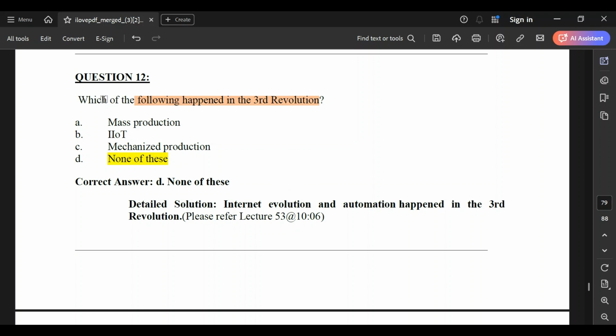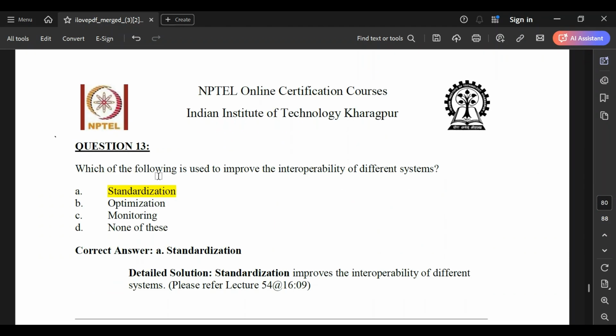Now you can have a look at which of the following happened in the third revolution. It is neither mass production. You can see internet revolution and automation happened. So internet and automation happened in the third revolution, and here it is. Which of the following is used to improve the interoperability of different systems? So standardization is there.